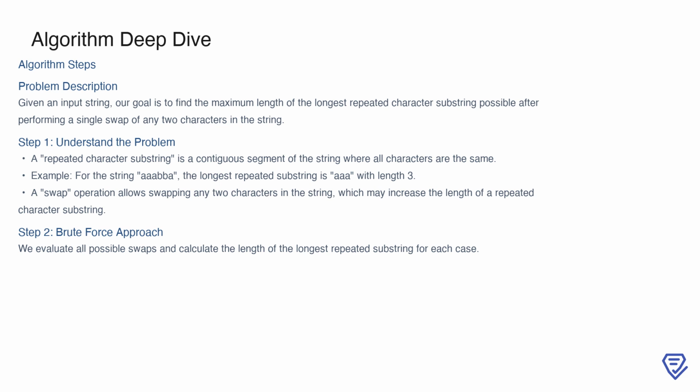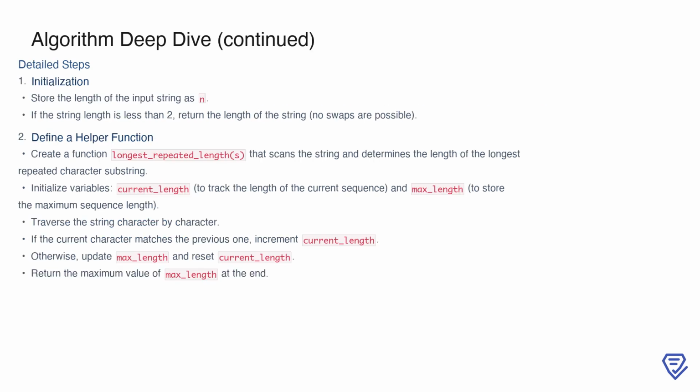To start, we can explore a brute force approach, where we evaluate all possible swaps in the string and calculate the length of the longest repeated substring for each case. This gives us a baseline understanding of the problem and ensures correctness, though it may not be the most efficient solution. Let's break this approach down step by step. The first step in solving this problem is initialization. We begin by storing the length of the input string as a variable, n. If the string's length is less than 2, we can immediately return the string's length, as no swaps are possible.